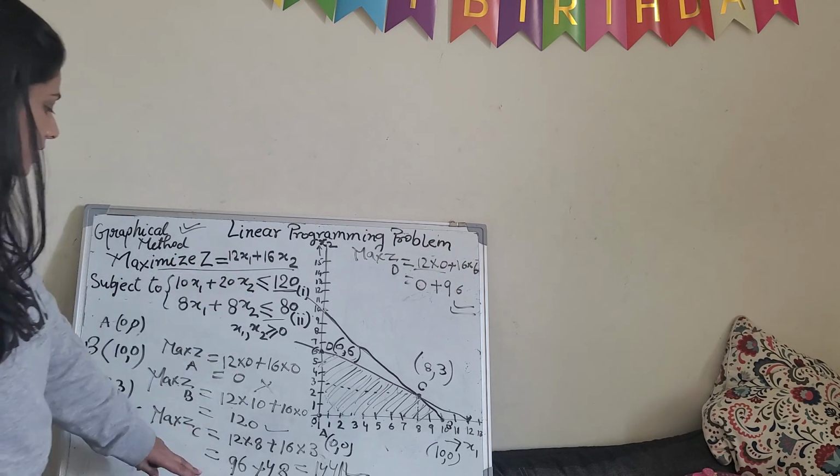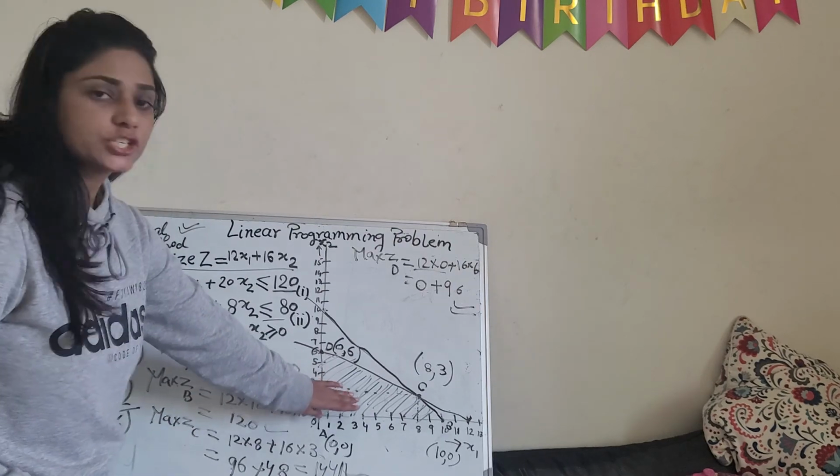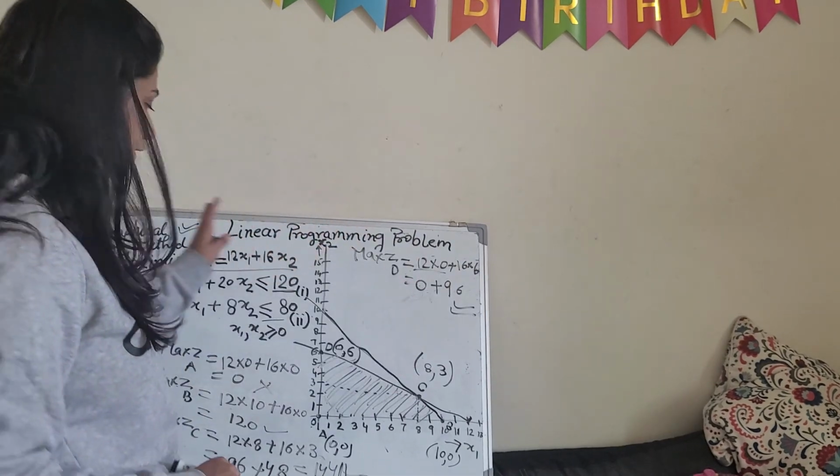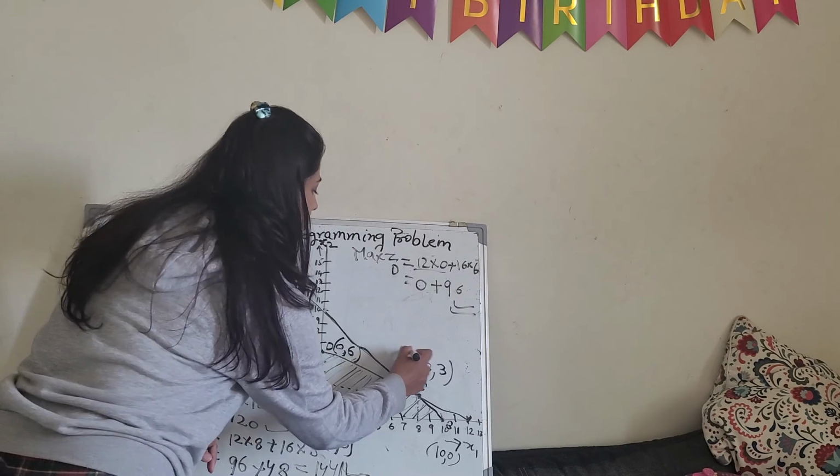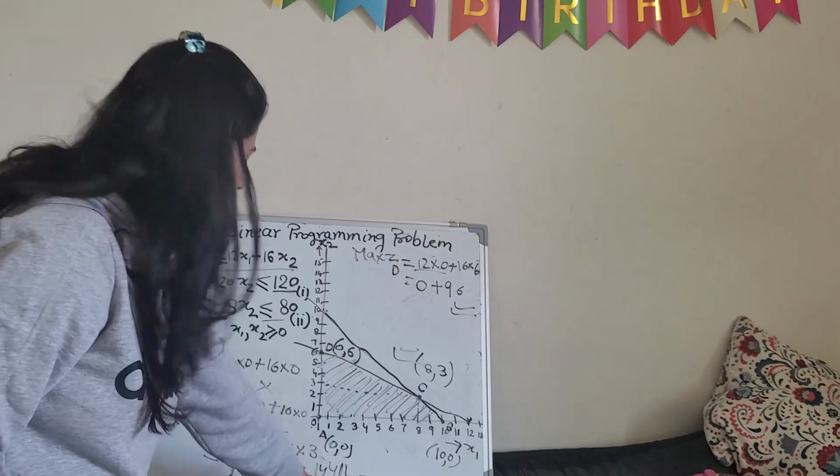So this is our basic feasible solution, and we will get the maximum profit from the point 8, 3, right? And the maximum profit is 144.